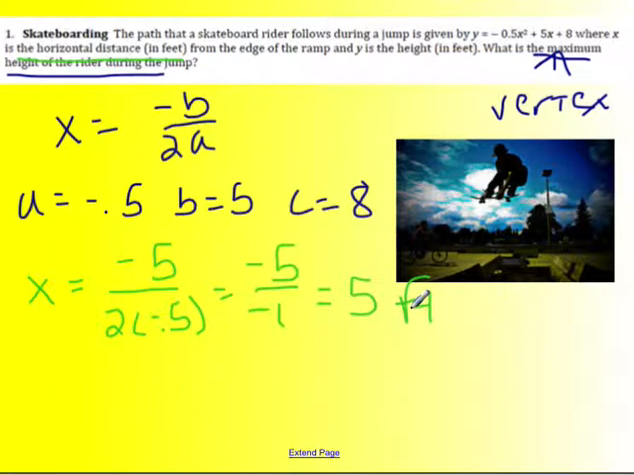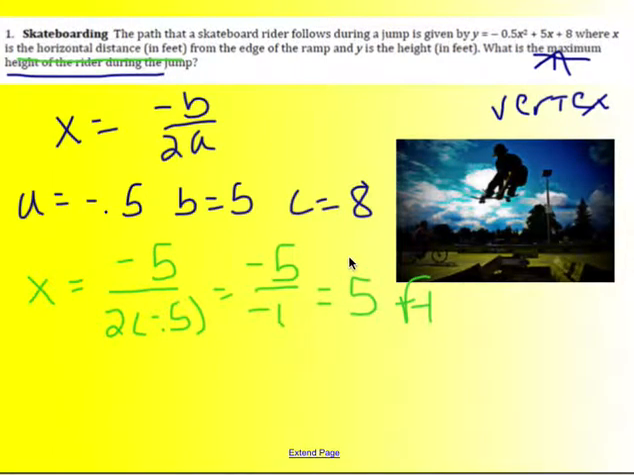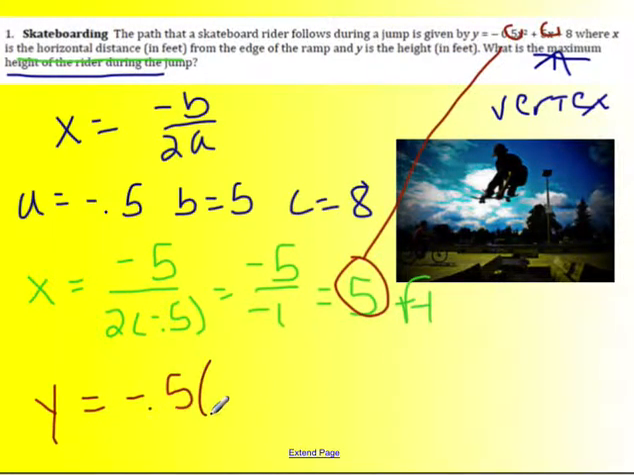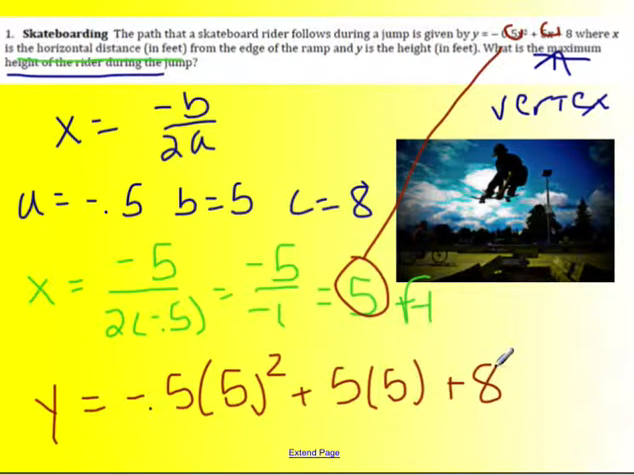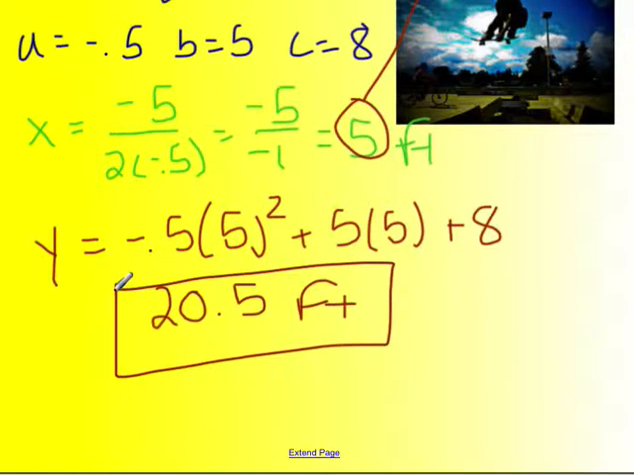But that doesn't answer the question. The question asks, what is the maximum height? So in order to get that, we have to solve for y. I'm going to take this 5 and plug it in wherever I see an x in that original problem. So I have negative 0.5, and now I'm going to take that 5 and square it. Wherever I see an x, I'm substituting in a 5. So negative 0.5 times 5 squared plus 5 times 5 plus 8. We're plugging that into our calculators exactly like it's written. Remember, the better calculator you have, the easier it will be. And when you do that, you end up getting 20.5 feet. So the maximum height of the rider is 20.5 feet.